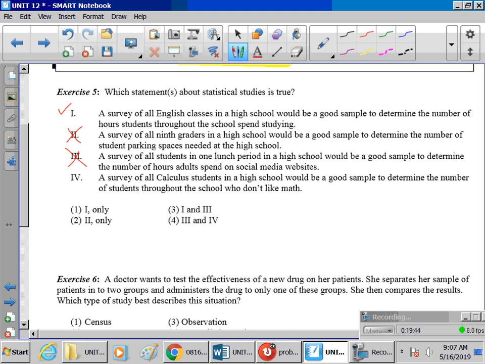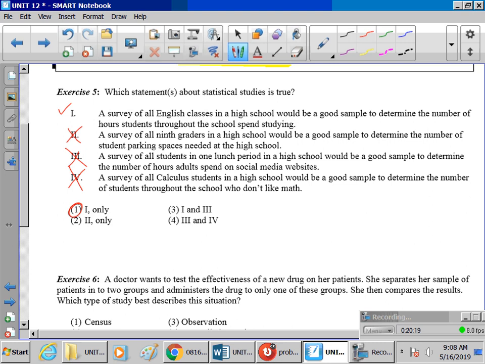So, 4, a survey of all calculus students in the high school would be a good sample to determine the number of students throughout the school who don't like math. Well, if you're taking calculus, you've been pretty successful in math. I'm not saying that you like it or you don't like it, but you most definitely don't hate it because you've still been taking math every year that you've been in school. So I don't think that's a good example. So here I would say 1 is my statistical study that makes sense to me.